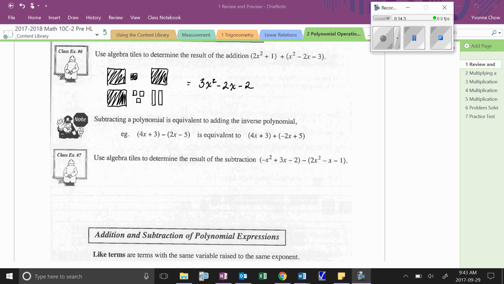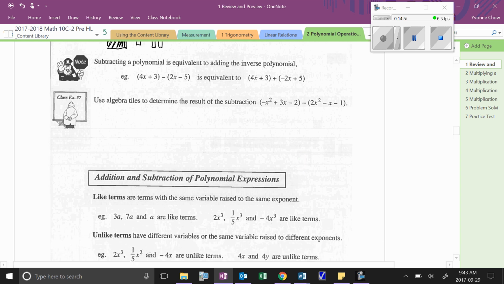So if we draw those out, remembering that addition is just combining, so no different than when you were in kindergarten or grade 1, they said you had 3 apples and you add 2 more apples. It's just putting them all together. What is your total?